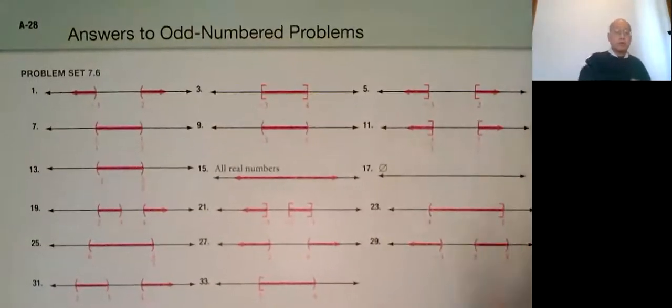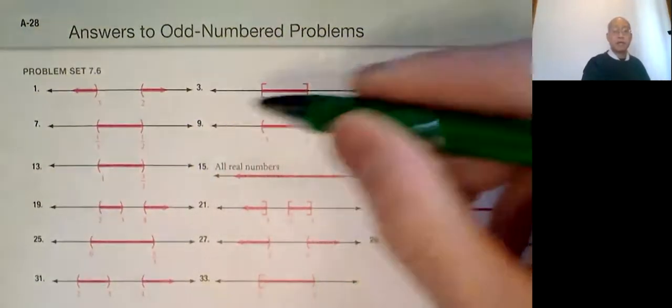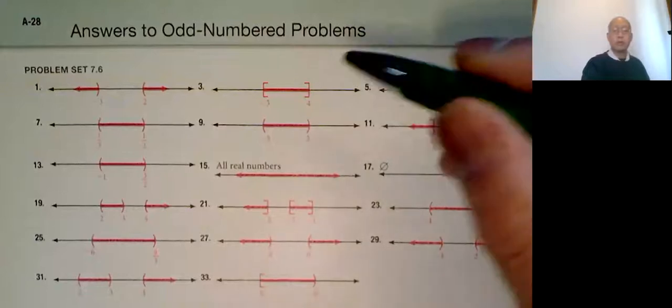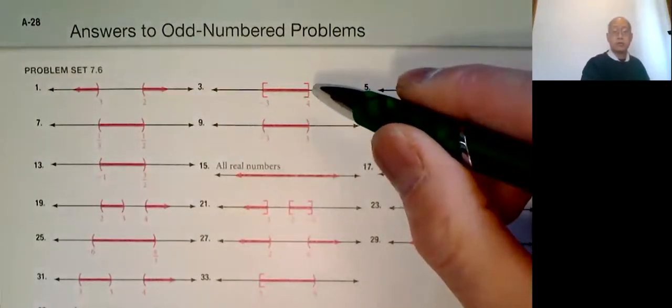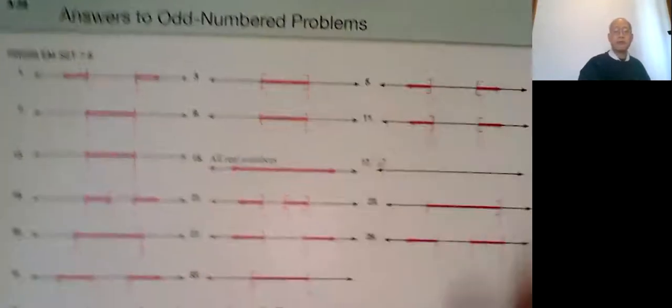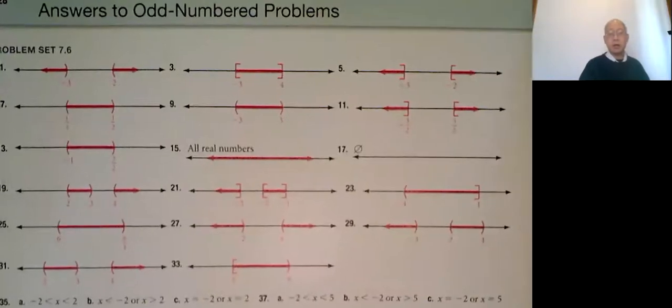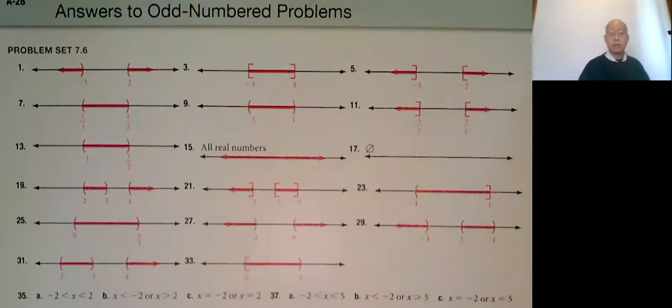Okay, now, word of caution, the book has parentheses and brackets. I'm going to be using open and closed circles. So for this and this, I'm going to use closed circles instead. For this and this, I'll use open circles. So it's going to be a little bit different in the book. What the book has is not wrong. It's just a different way of expressing the answer. Okay, so there's that.